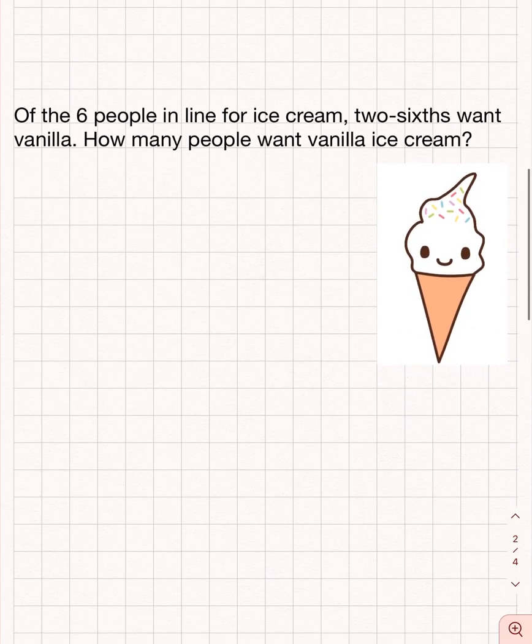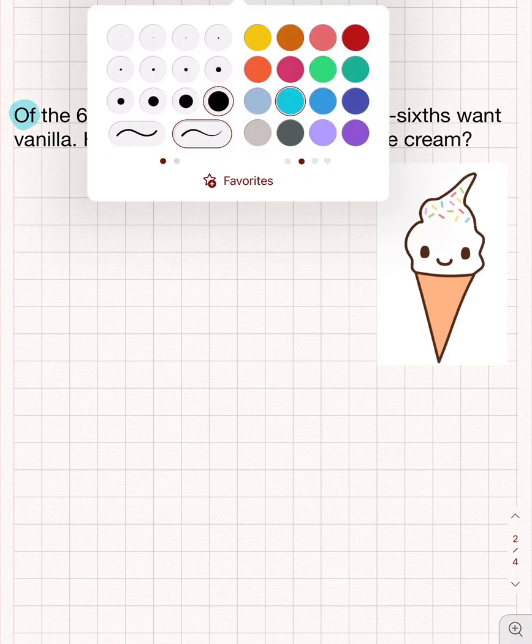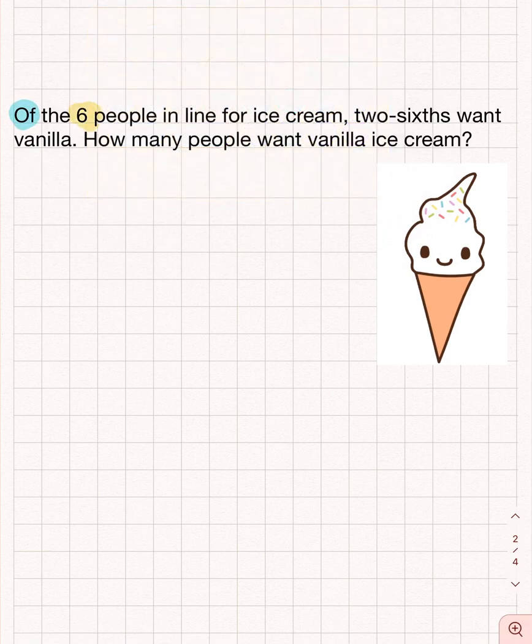In this example, it says, of the 6 people in line for ice cream, 2/6 want vanilla. So to solve this, let's solve this together in your math notebook. I'd like you to go ahead and write out the 6 times 2/6. Remember that you're going to turn the 6 into a fraction first and then multiply it straight across. Go ahead and pause the video and try to solve this on your own. Unpause when you're done and you can see how I solve it, and that might help determine if there are any parts of it that are giving you trouble.